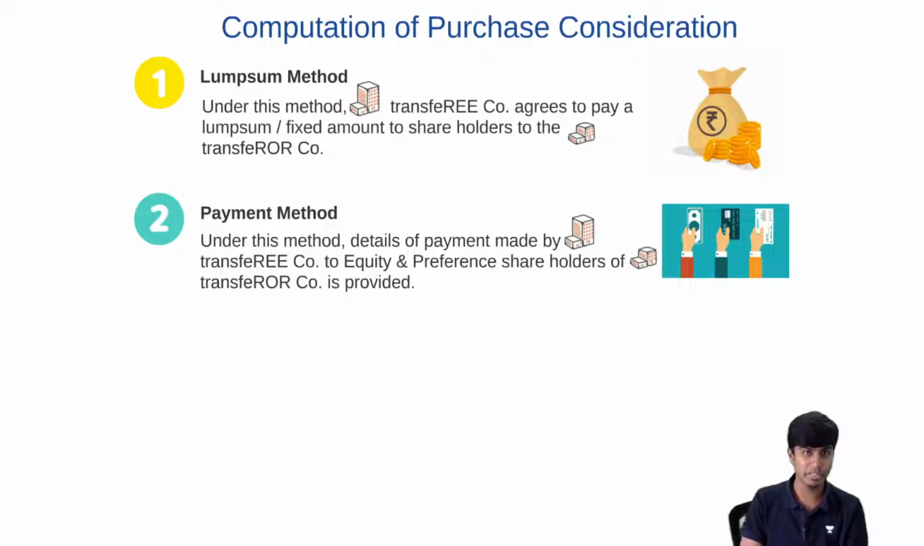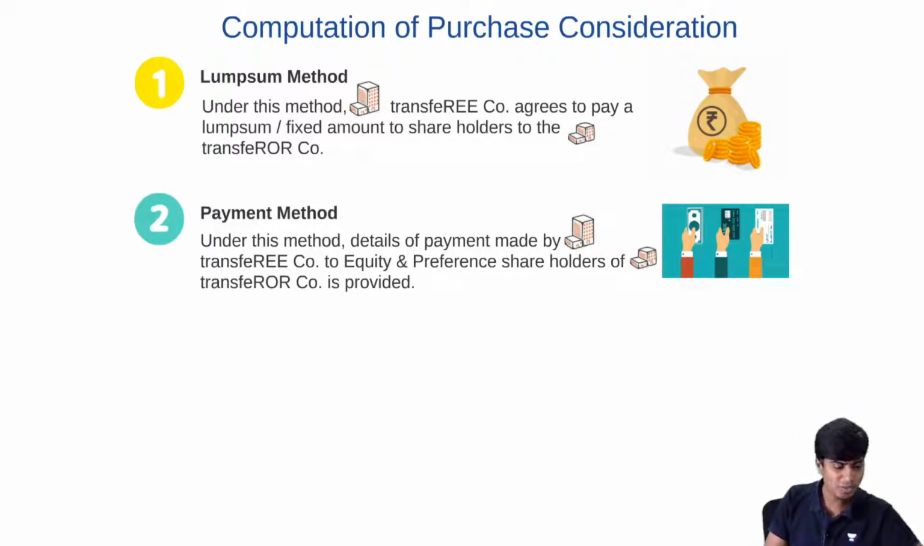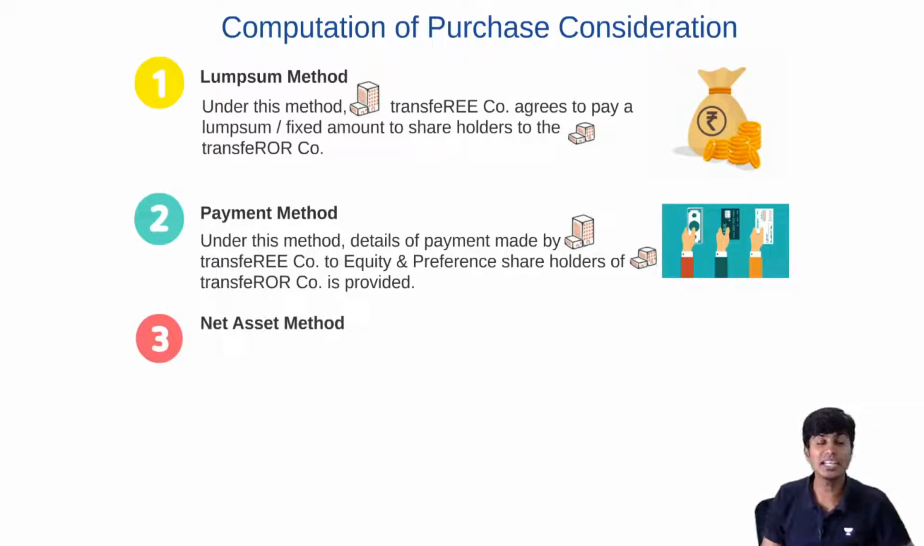Let's now go to the third method. The third method is called the NATO method. Sir, NATO we read in social science in 10th. No, this is different. I call it NATO. The abbreviated form is net assets taken over method. What is it? Net assets taken over method, or net assets method, NAM or NAT. What is this? The transferor company's assets, liabilities and business are taken over by the transferee.